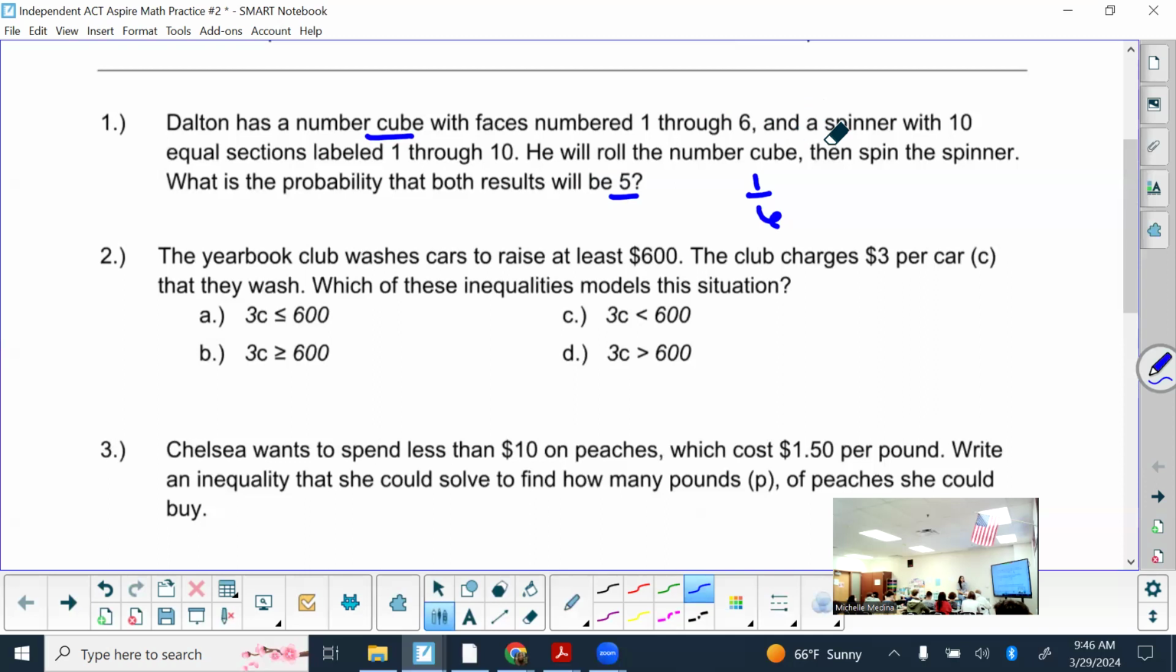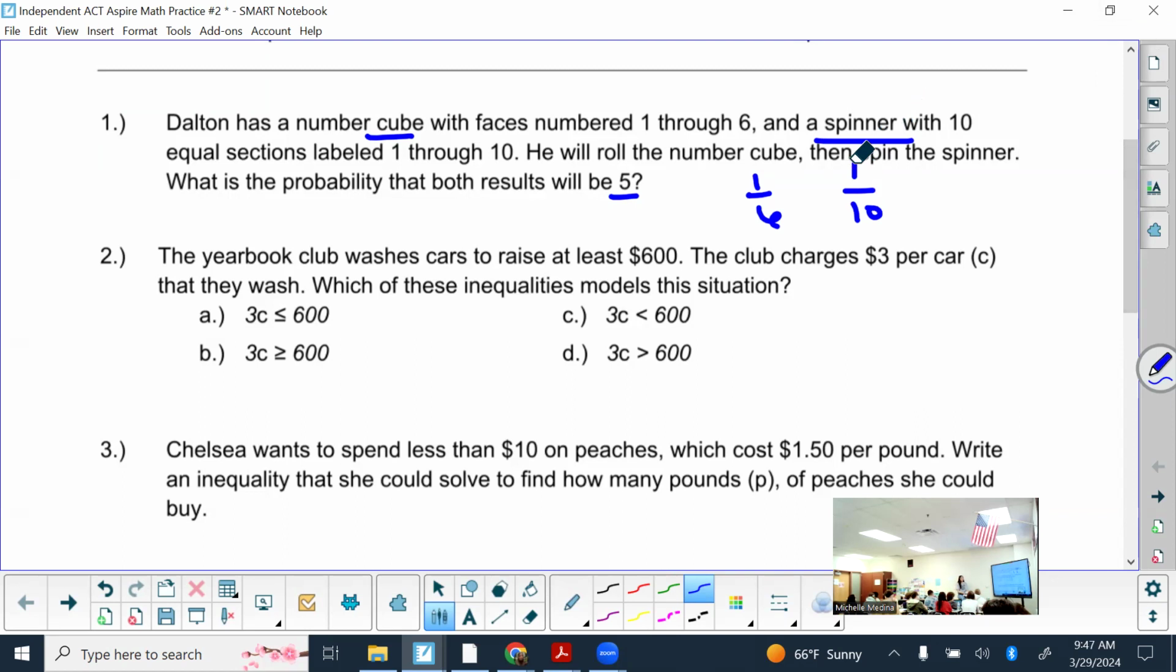But at the same time, they want to know the probability that with a spinner with 10 equal sections labeled 1 through 10, a 5 will appear. So spin a spinner. How often would a 5 appear? Labeled 1 through 10, it's a 1 out of 10 chance that you spin a 5.